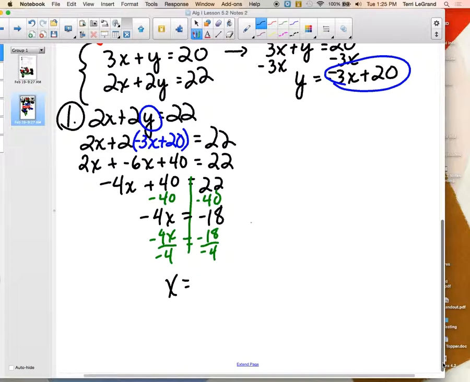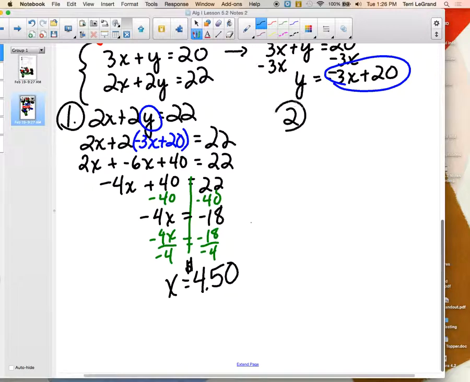A negative divided by a negative is a positive. How many 4s can you take out of 18? 4. How much is left over? 2. What's 2 over 4 the same as? 1/2, so 4.5, right? This is money, so we'll talk about it in decimal form. So this is $4.50, 50 cents, is what we really have here, don't we? Okay.